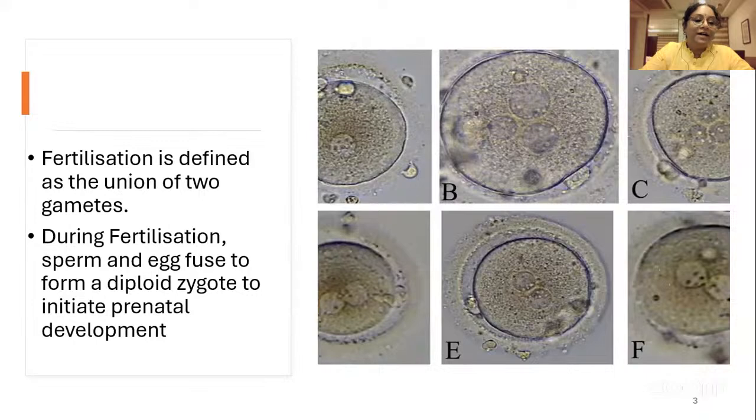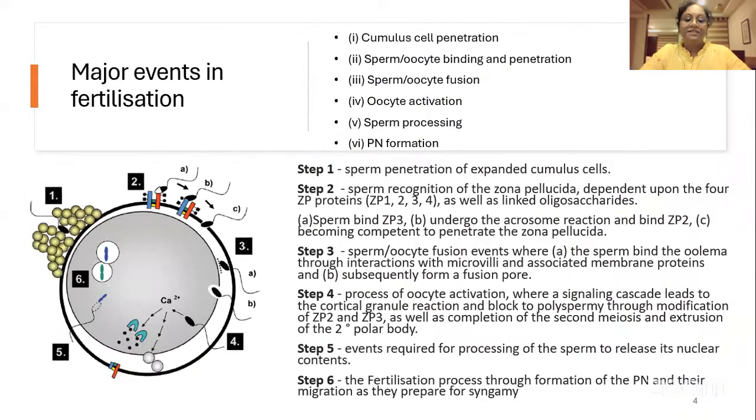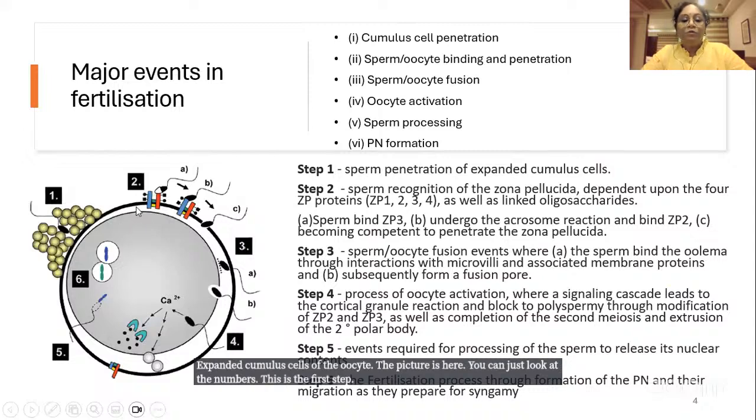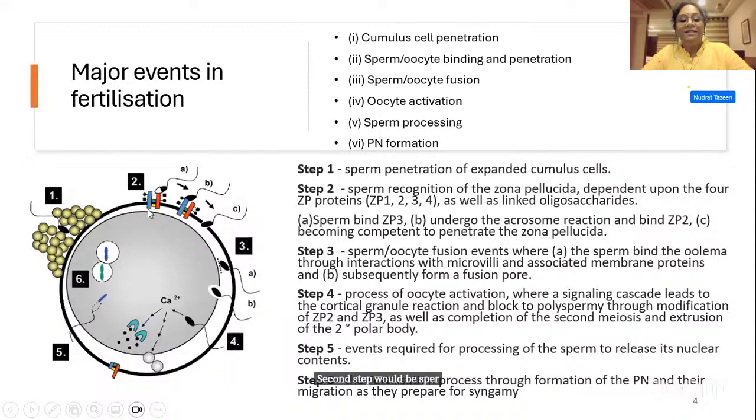So we all know that fertilization is the union of two haploid gametes, the female oocyte and the male sperm, which fuse to form a diploid zygote to initiate prenatal development. Now, what are the major events in fertilization? First, the sperm has to navigate through the expanded cumulus cells of the oocyte. The picture is here. This is the first step. Second, the sperm has to be recognized by the zona pellucida, the outer cover of the egg.